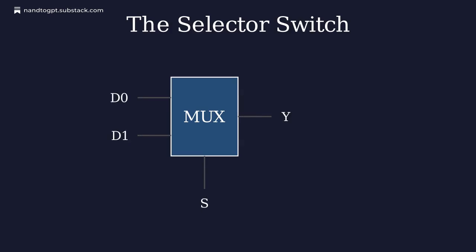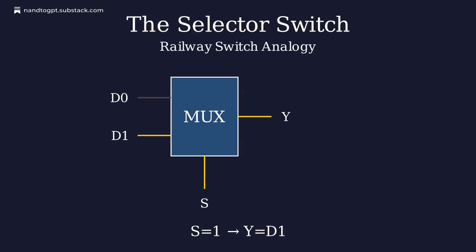Now we have add and subtract, but we still need to choose between them. Enter the multiplexer, or MUX for short. It has two data inputs, one select line and one output. When the select is 0, output equals the first input. When select is 1, output equals the second input. It's like a railway switch. The control signal decides which track connects to the output.